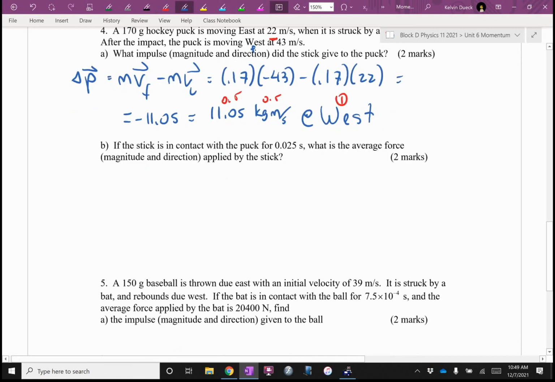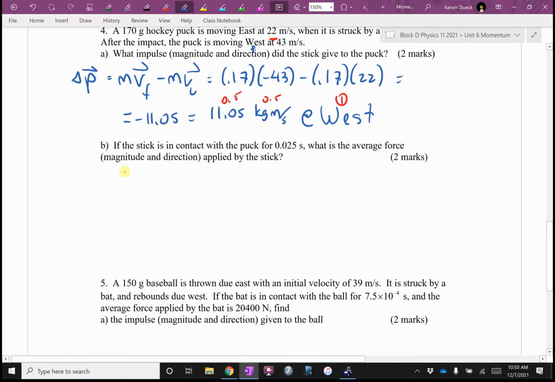Ooh, now they want the average force, magnitude and direction. I guess if I get a negative, the force will be west. If I get a positive, the force will be east. You know, I think the force is going to be west because the puck was coming in from the east and it got turned around and is now heading west. I think the only way you can do that is to apply a really big force to the west. So I'm pretty sure I'm going to get west as an answer.